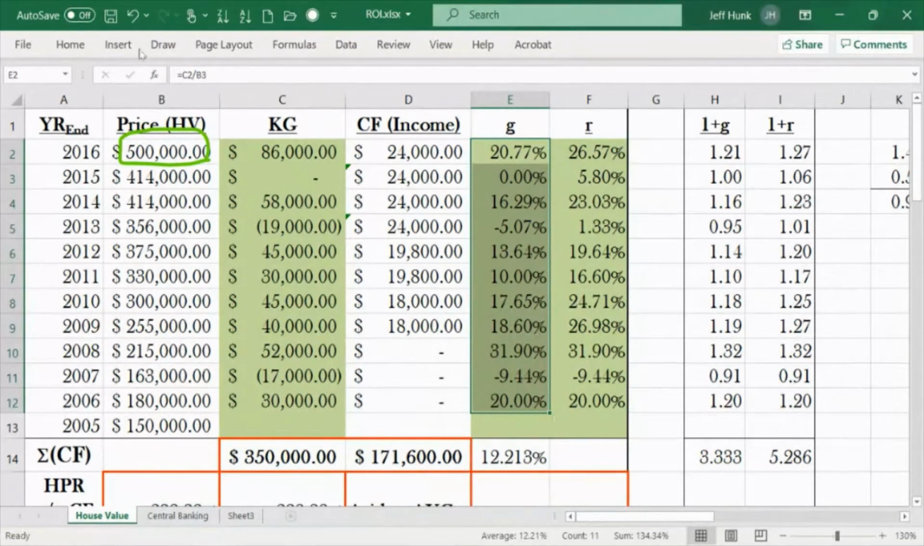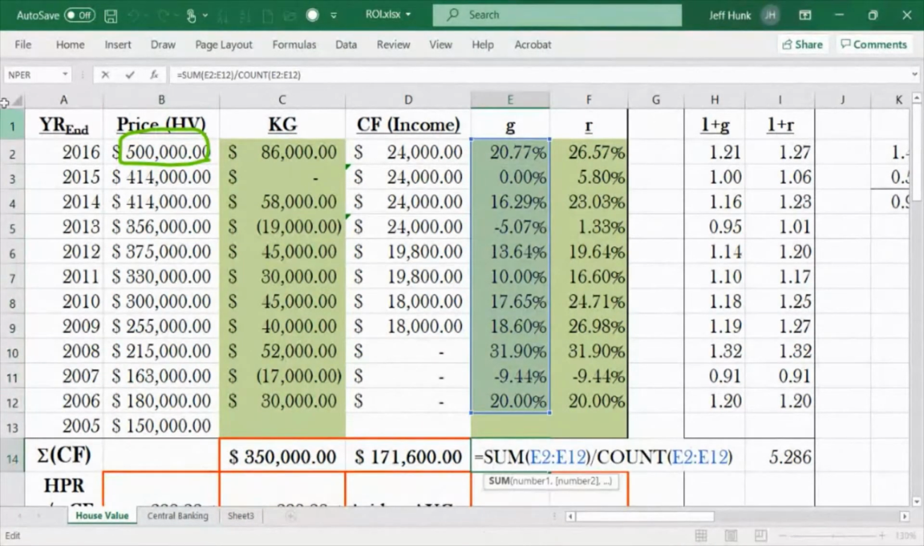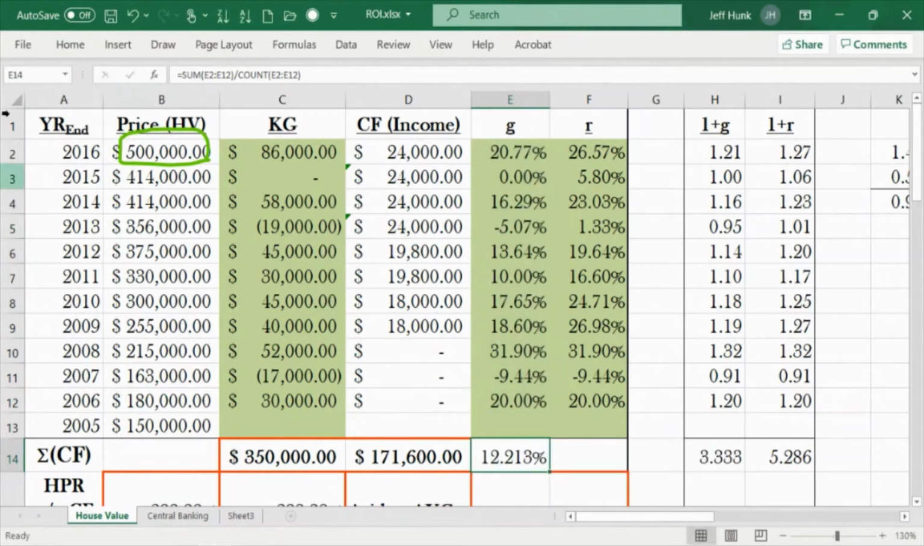Also, another way to confirm: instead of physically counting how many data points there are, I use the count command. As I highlight this data range, it automatically counts how many data points there are. So I don't have to bother with whether it is 11 or 10. So there you go.